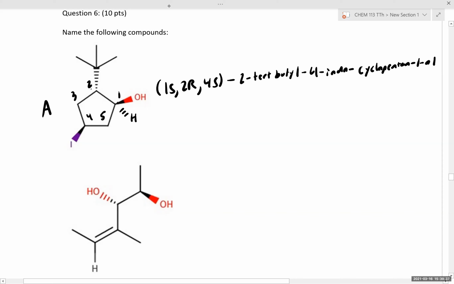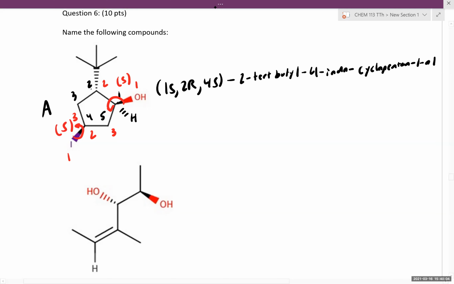Okay, so I'm going to draw the priority numbers in red. The oxygen's priority 1, substituted group is priority 2, unsubstituted group is priority 3. So tracing this first center would be S. For the iodine, iodine's priority 1, the group with the alcohol is priority 2, the other group's priority 3. So tracing, that gives us an S stereocenter.